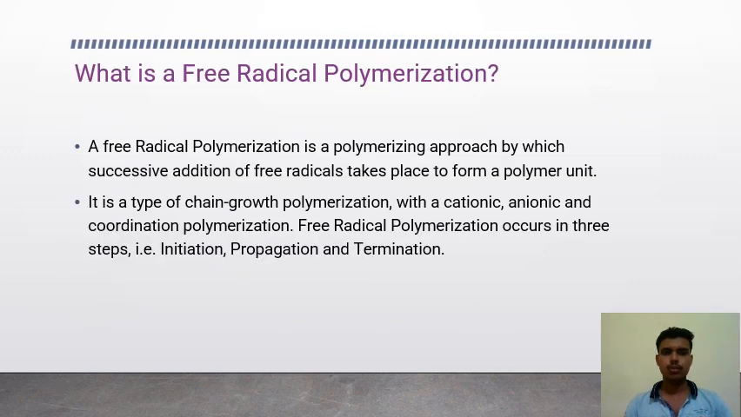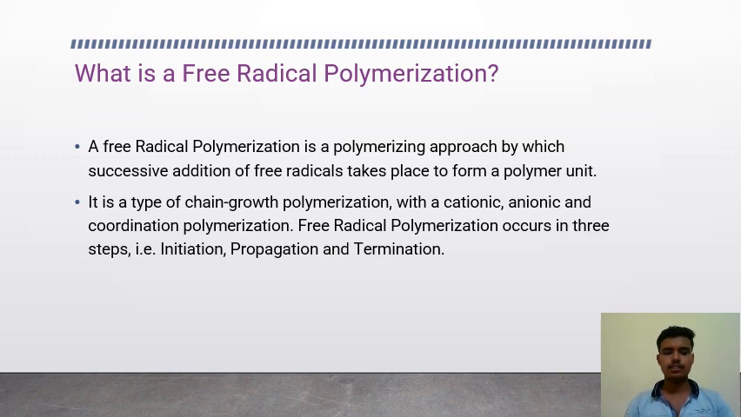First, we know about what is free radical polymerization. Free radical polymerization is a polymerizing approach by which successive addition of free radicals takes place to form a polymer unit. It is a type of chain growth polymerization, along with cationic, anionic, and coordination polymerization. Free radical polymerization occurs in three steps: initiation, propagation, and termination. This method involves the use of highly reactive free radicals to initiate the polymerization of monomer, leading to the formation of long chains of polymer.